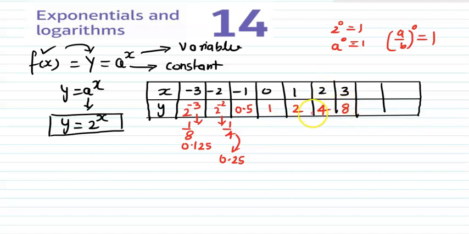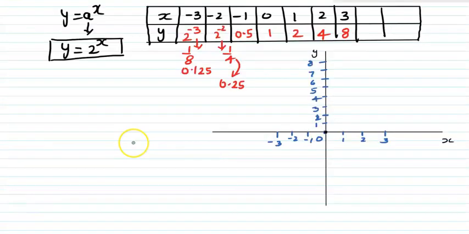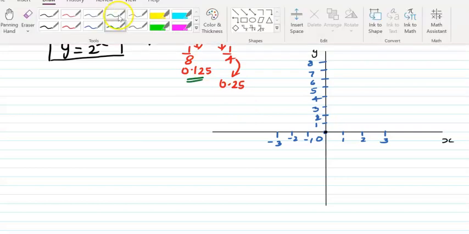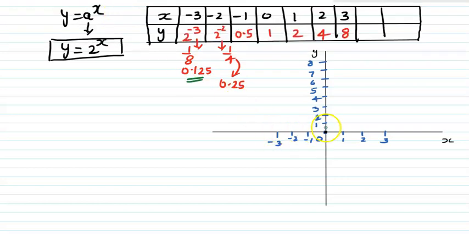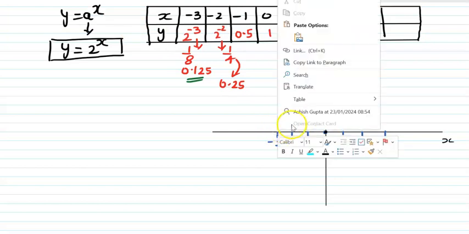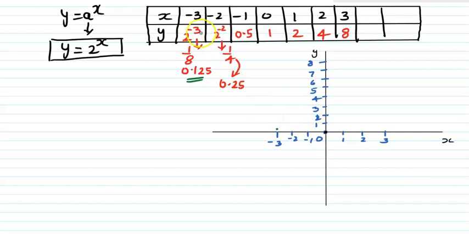So if we sketch it, let's see how it passes through the x-axis and y-axis. If you have a whiteboard or exercise book, just sketch and see how you get this graph. At -3, it is 0.125, so this is the first value we are taking, very close to the axis. At -2, it is 0.25, so it should be a little bit up. At -1, it should be a half value, so it should be here.